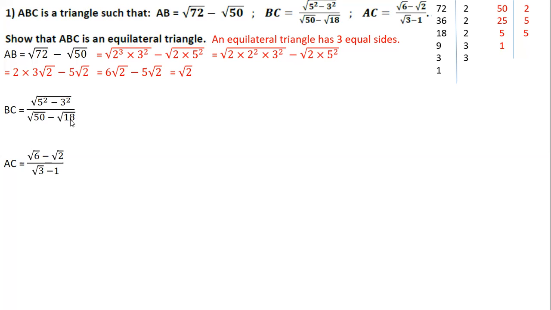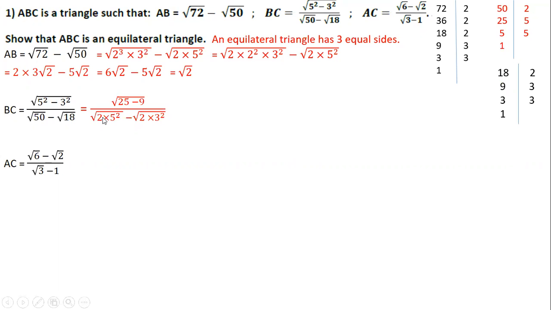Yes. Now radical 18, we should do the prime factorization of 18. This is the prime factorization of 18. 2 times the 3 squared. So here we write 2 times the 3 squared. This is what we get, right, guys? Yes. Now what is 25 minus 9? 16. Radical 16.